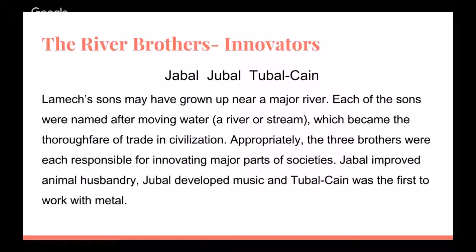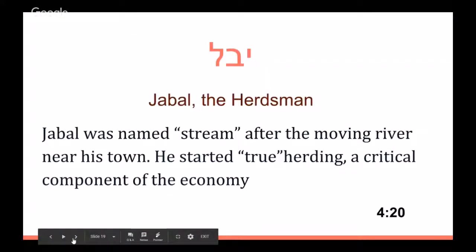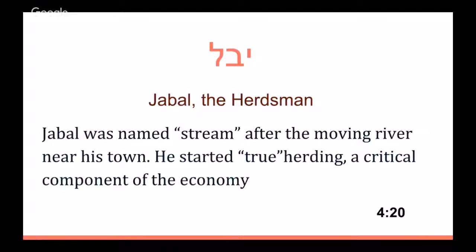The Tubal, the Jubal, and the Jabal, they all look very similar. That's because they are all based off the same word, which means river or stream. So all their names sort of mean river or stream. And we're going to talk about each one of these 3. So Jabal was named Stream after the moving river, and he probably was growing up in Enoch, so that's probably where there was a moving river.